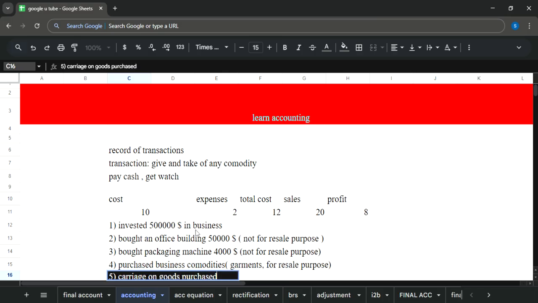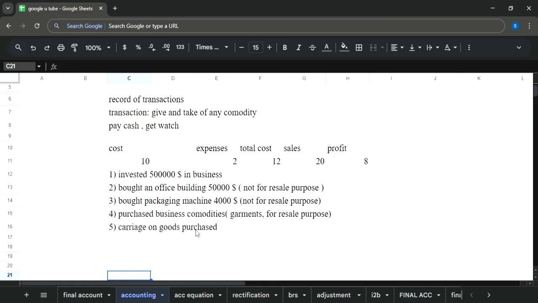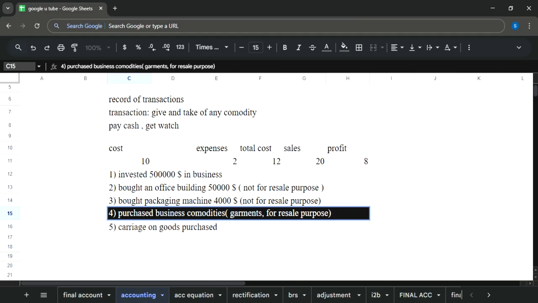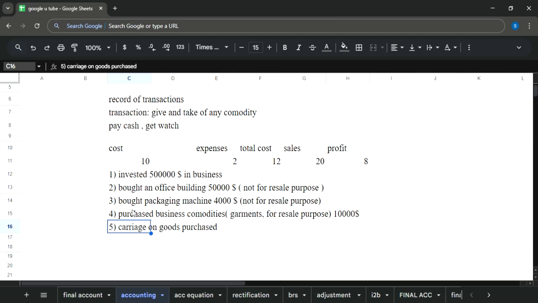Here what you have done, you have bought these commodities from main market or wholesale market. To bring these commodities to your office, you have paid some carriage. So let's see how much amount you have spent to purchase your commodities. Let's say $10,000 you have spent to purchase the commodities. Then how much carriage you have paid? Let's say the amount of carriage is $100. So guys, you are understanding what we are doing.